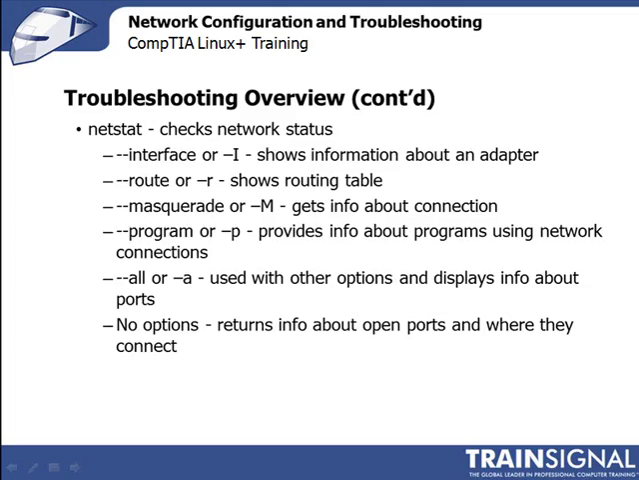Next we have --program or -p, which gives you information about programs using network connections. --all or -a is used in conjunction with the other options and will give you information about the ports that server programs open in order to listen for network connections. Used with no options, netstat returns information about open ports and where they connect. Let's go to the terminal and try out some of these commands.